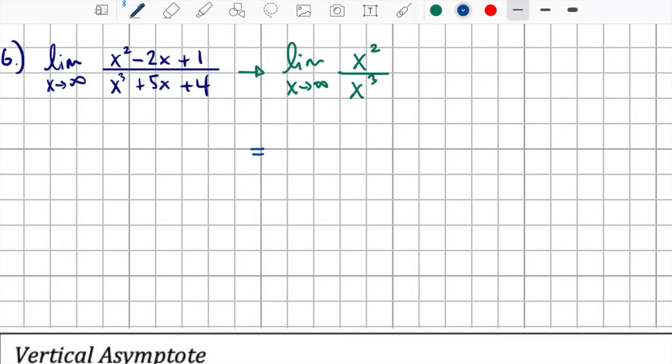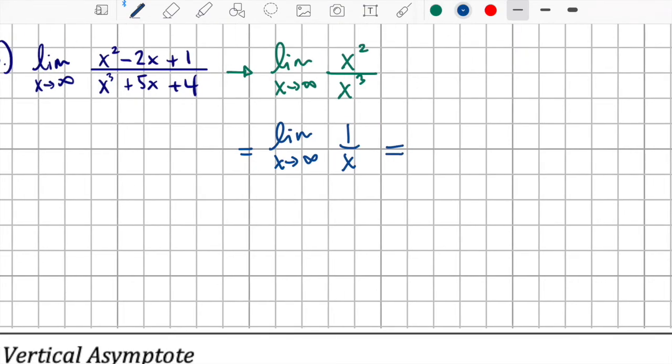Now we simplify a little bit, so we say limit as x approaches infinity. If I have x squared divided by x cubed, that's going to give me 1 over x. Now I can evaluate. Notice that the denominator is approaching infinity, so we have infinity in the denominator, and therefore the limit will go to 0.